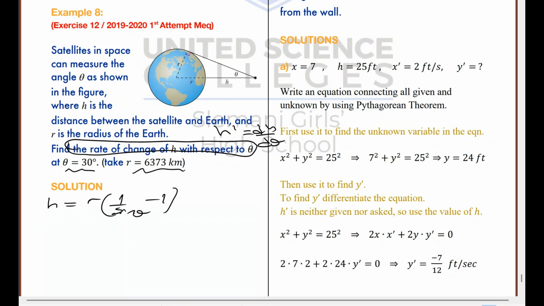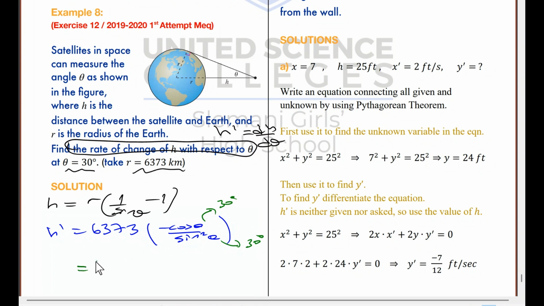So we just take the derivative of h, right? So h prime is, as in the previous question, r is not a variable, it's a constant, which is 6,373. We do not take its derivative, we keep it in front. We just take the derivative of 1 over sine theta, which is negative cosine theta over sine squared theta. Derivative of 1 is 0. So we are almost done, except substituting the value of theta as 30 degrees.